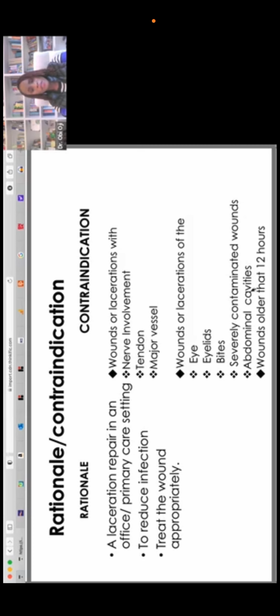If a patient comes in with wounds or lacerations of the eye, the eyelids, any type of bite wounds, or severely contaminated wounds, you definitely want to make sure that they're debrided and irrigated. And so this is not your patient. They should be sent out. Any type of abdominal cavity wound or wounds older than 12 hours are no longer your patients. Any wound that is older than 12 hours, you do not want to close it because you're going to risk infection.